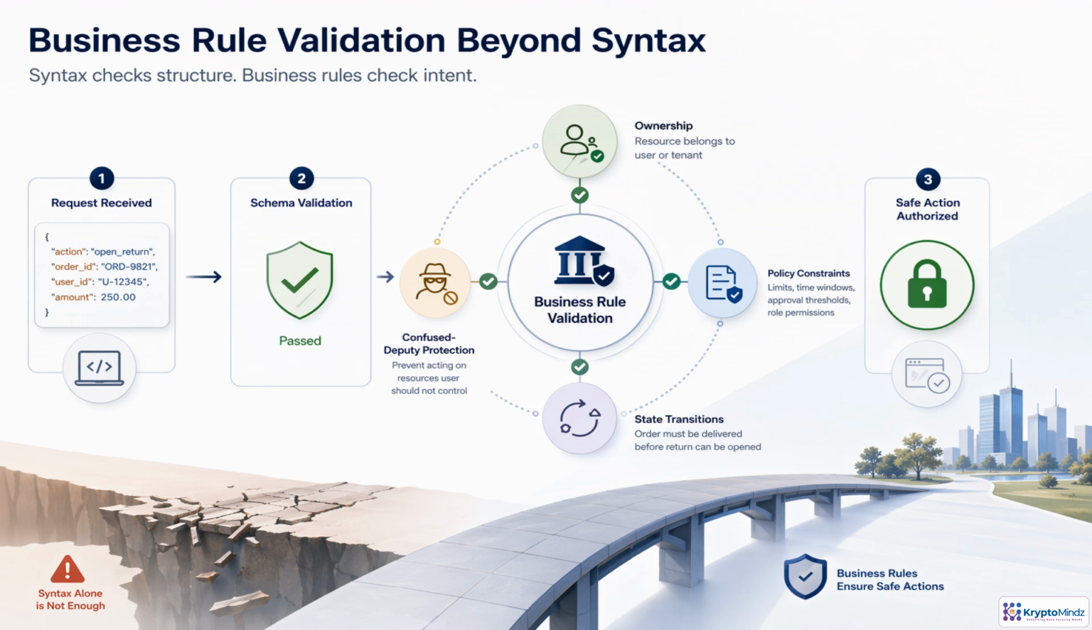Does this user own that order? Is the order eligible for return? Is the amount within policy, and does it require approval? Is the workflow state correct, such as delivered before return opened? These checks prevent confused deputy failures, where the agent uses its access to affect resources the user cannot control.